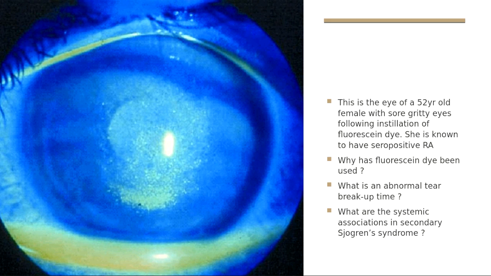All righty. So this is an eye of a 52-year-old female with gritty eyes. Can you see the slide, Miss Gordon? Yes, Doc. This is with the fluorescein dye. So why has the fluorescein dye been used? Why do you think we have used fluorescein dye? Is it to highlight the inflammation?